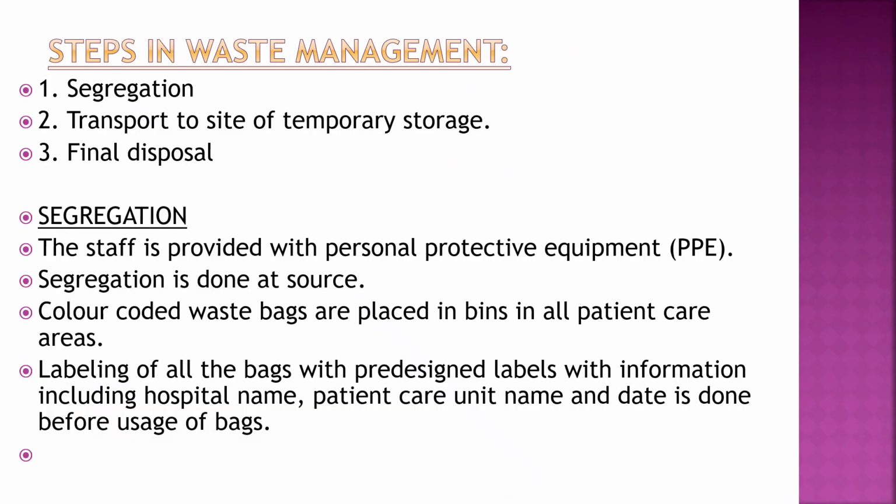So there are steps we already saw. First is segregation, then transport to the site of temporary storage, and then final disposal. In segregation, the staff is provided with personal protective equipment. Segregation is done at source where the waste is generated. Color coded waste bags are placed in bins in all patient care areas. Labeling of all the bags with pre-designated labels with information including hospital name, patient care unit name and date is done before use of bags.